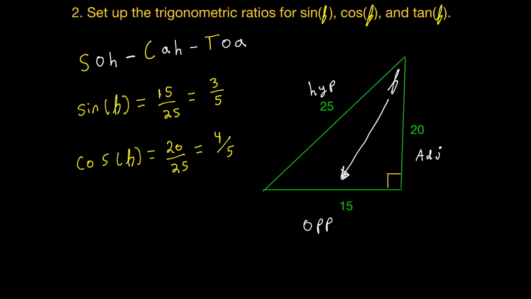Finally, we're going to get tangent of beta. And by definition, tangent is the opposite divided by the adjacent, so we're going to get 15 divided by 20. 15 and 20 share a greatest common factor of 5, so we can reduce this to 3 over 4. And those would be the ratios for beta.